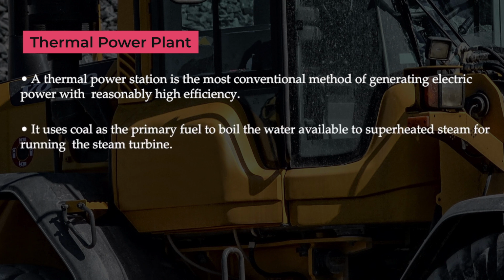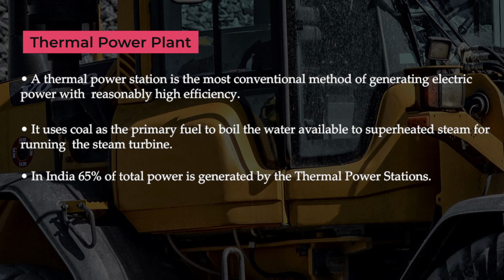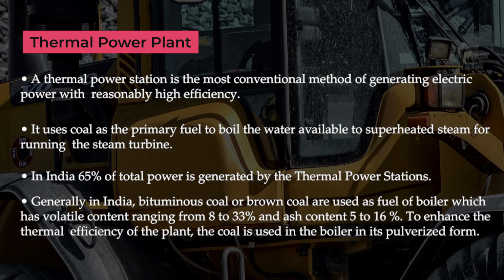It uses coal as the primary fuel to boil the water available into superheated steam for running the steam turbine. In India, 65% of total power is generated by thermal power stations. Generally, in India, bituminous coal or brown coal is used as fuel for the boiler, which has volatile content ranging from 8 to 33% and ash content of 5 to 16%. To enhance the thermal efficiency of the plant, the coal is used in the boiler in its pulverized form.